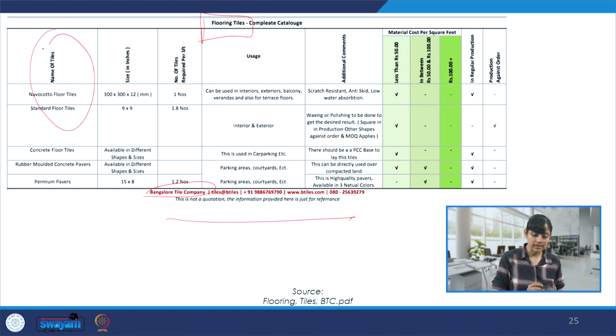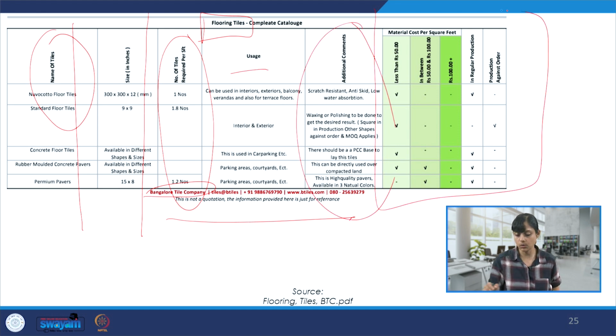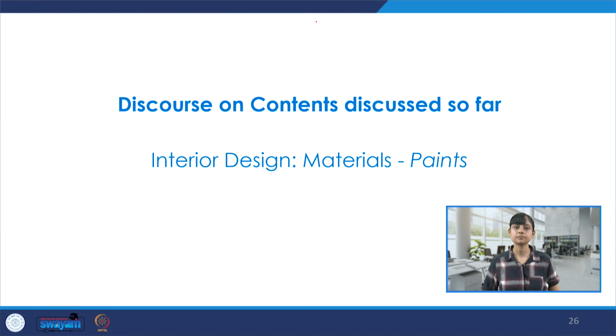So the entire system is in place, starting with the name of the tile, the size in inches, the number of tiles required, its usage, additional remarks, also with the material cost per square feet. So this is sort of a matrix that helps us. It's a complete catalog in that sense.